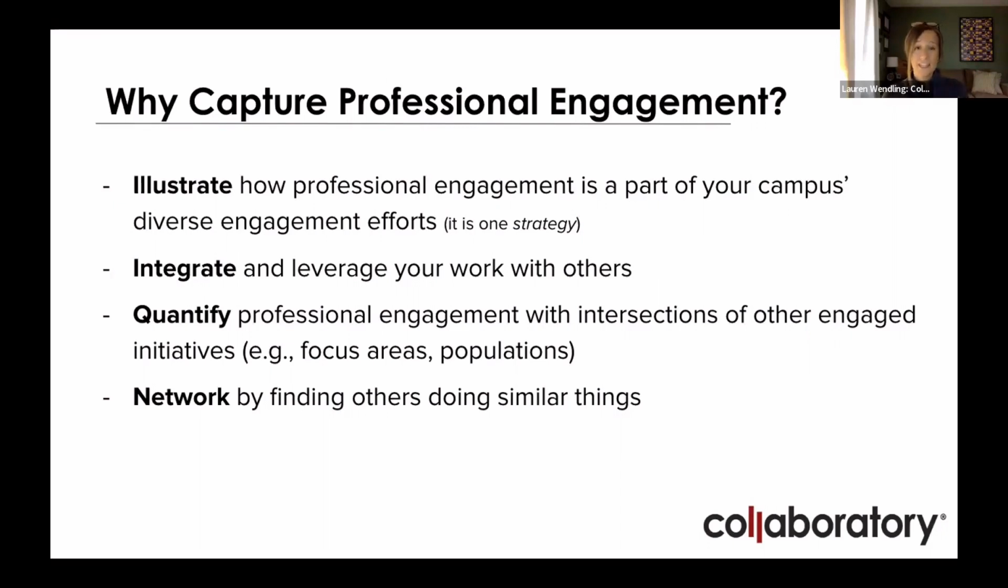And this is a distilled way of how I and colleagues would answer this question, right? Why capture it? Because professional engagement is a larger part of your campus's story, right? It is one section or one strategy of how your campus engages with community. It's not the only way that your campus engages, but it is a very significant part of that.